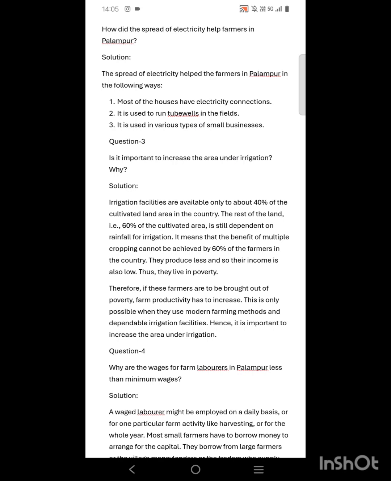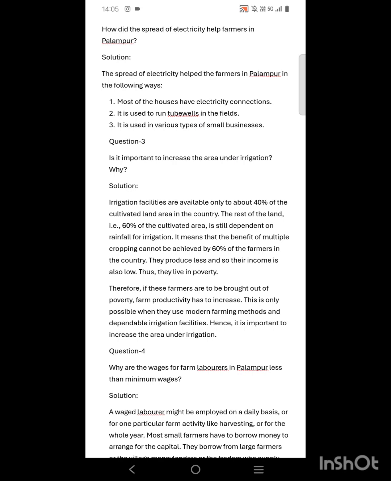Obviously, 60% of the farmers are still dependent on the monsoon for their irrigation, but it is not certain that every year the monsoon will be the same as the previous year and they will get water from the monsoon rains. So their production is also less and their income is also less. So that's why they live in poverty.